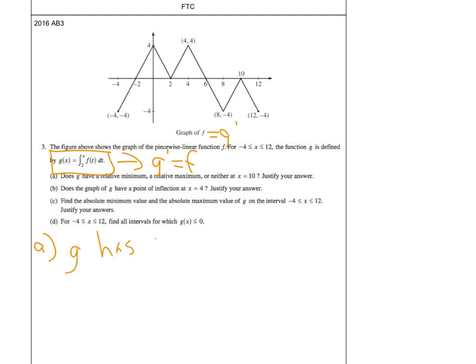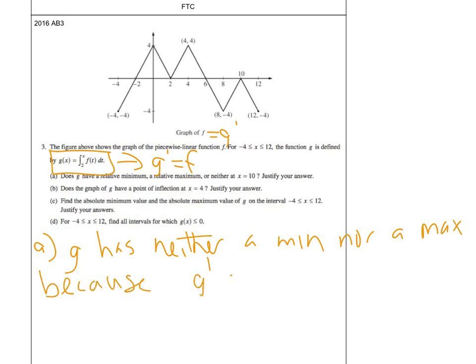G has neither a min nor a max because G prime, which equals f, goes negative to negative at x equals 10. I guess I should have put at x equals 10 here. So this is the derivative we're looking at, and since the derivative is a negative y value right here, and then stays negative here, that means that the original function will have neither a min nor a max.